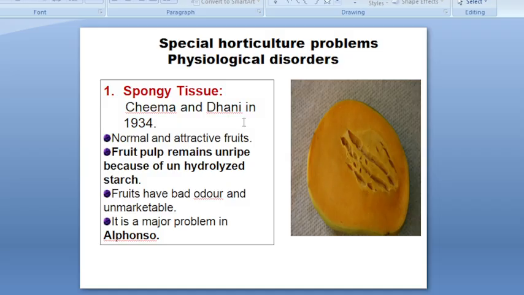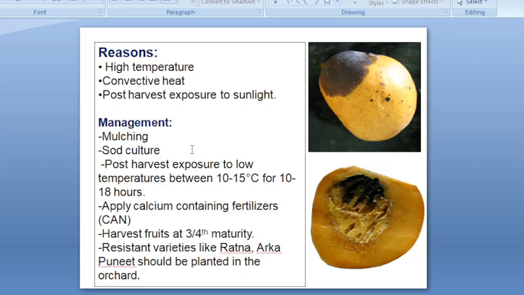The first important disorder is spongy tissue. Here you can see, because of the presence of unhydrolyzed starch, when we cut open the fruits they will emit a foul smell. The fruits are unfit for export or unfit for the market. This was first identified by the scientists Chima and Dani in 1934. It is a common problem in one of the important export oriented varieties, that is Alphonso.